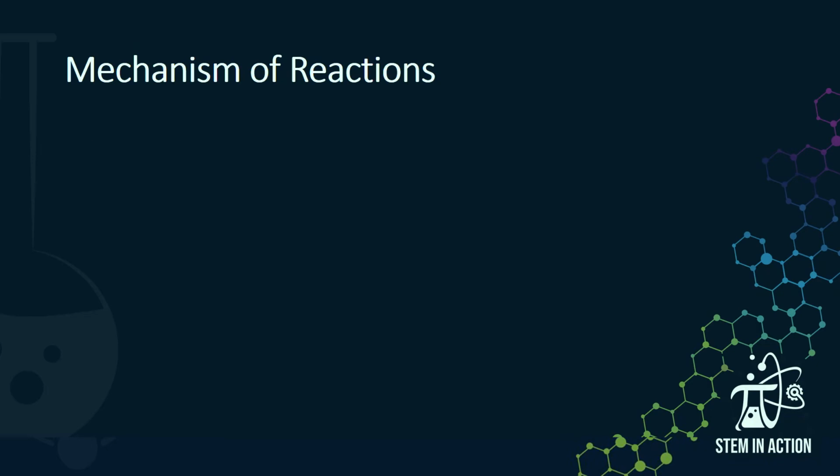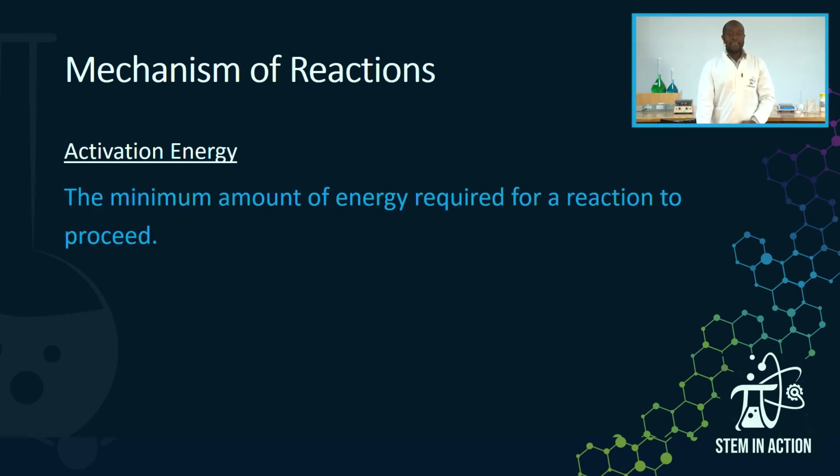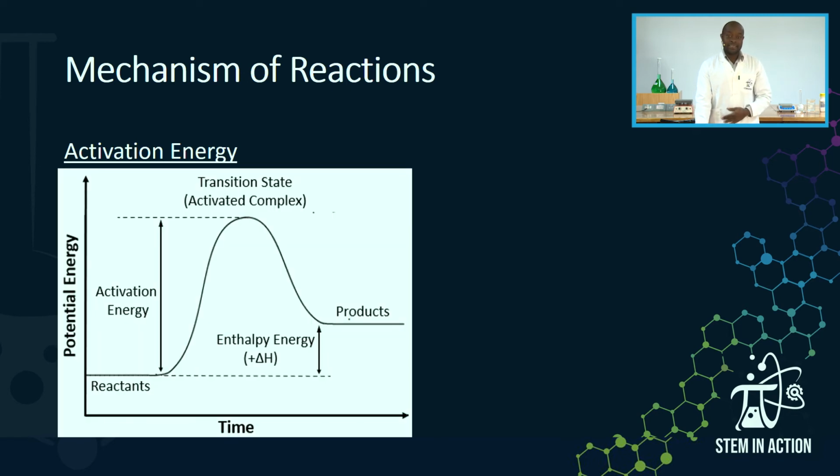So what are some of the mechanisms of a chemical reaction? We're going to start with the definition, activation energy. Activation energy is simply the minimum amount of energy required for a reaction to proceed. When particles collide, they must have a minimum amount of kinetic energy to be able to produce a product from their collision. That energy is called the activation energy. And there's a graph which illustrates that.